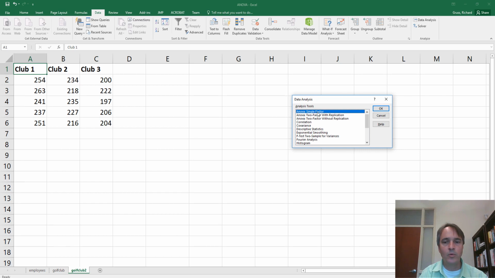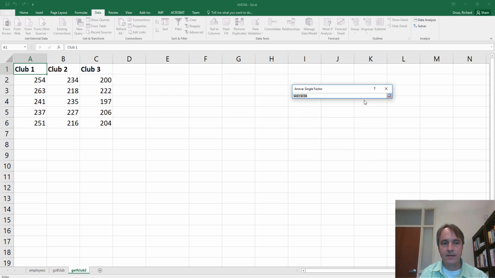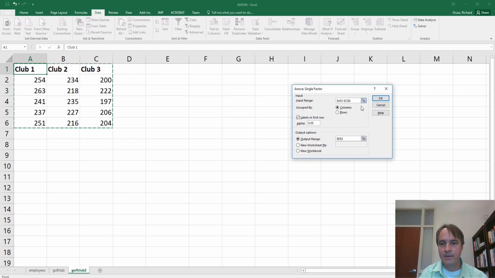Okay, so that's a one-way analysis of variance. We'll select that. Now I can click here, and I'm going to select the labels here at the top, as well as all of the observations. Click here again. They are grouped by columns, and the labels are in the first row.